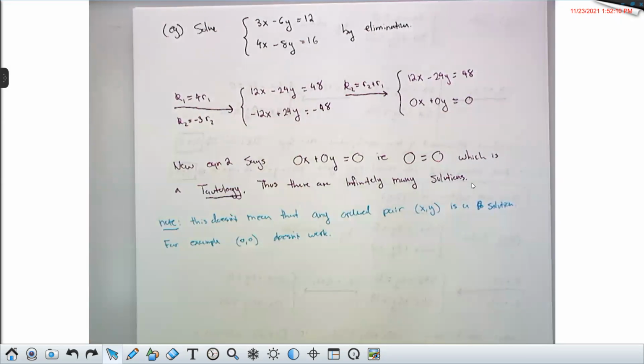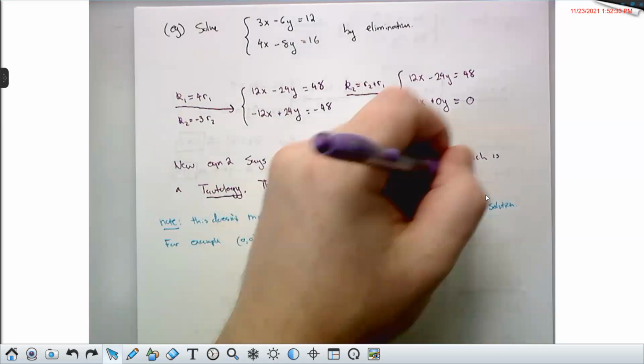Try it. Look at this original system. If you plug in 0 for X and 0 for Y, then you get 0 equals 12. You plug in 0 for X and 0 for Y here, you get 0 equals 16. Neither of those are true. So I know there are infinitely many solutions, but how do I describe them?